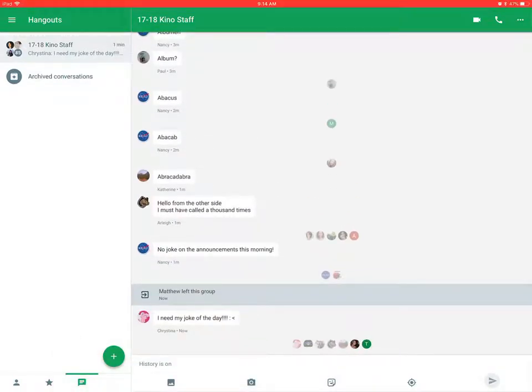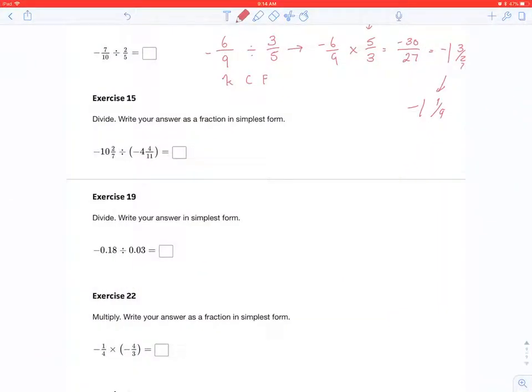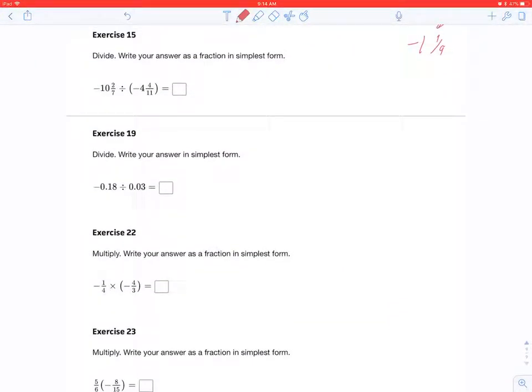Let's go back to Notability. Okay, so exercise 15, question 15 is another dividing fractions problem, and you're going to do this just the same way you did the other one. The only thing is you're going to turn these into improper fractions first. So you're going to want to turn that negative 10 and 2/7 into its improper form, negative 72 over 7, and negative 4 and 4/11 into its improper form, negative 48 over 11, but I want to teach you a really good trick on this one. So I'm going to turn these into their improper fractions, which is going to give me negative 72 over 7 divided by negative 48 over 11, and then I'm going to keep change flip on this.